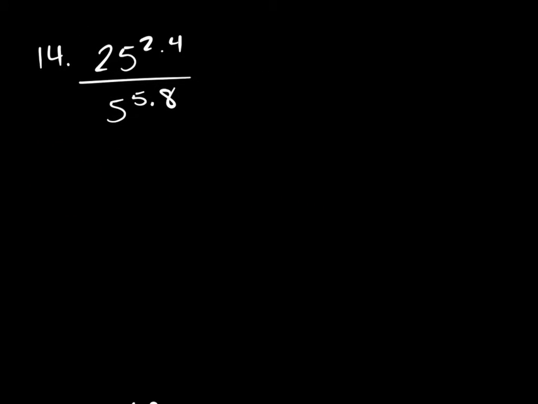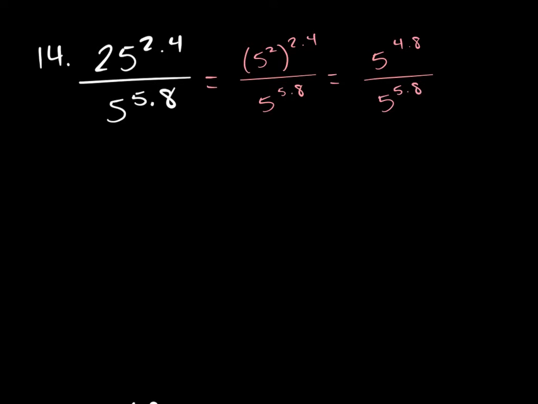14. It says 25 to the 2.4 over 5 to the 5.8. Okay, first thing we gotta do is get the same base. So we know that 25 is the same thing as 5 squared, so we're going to rewrite that as such, and then copy our denominator because we didn't change it. We know that when we have a power to another power, we multiply those two powers, so we get 5 to the 4.8 over 5 to the 5.8.